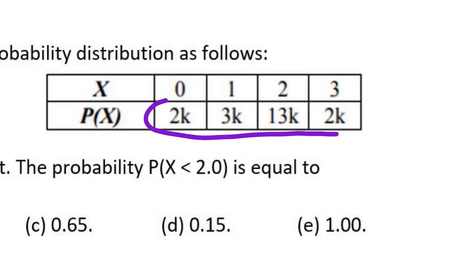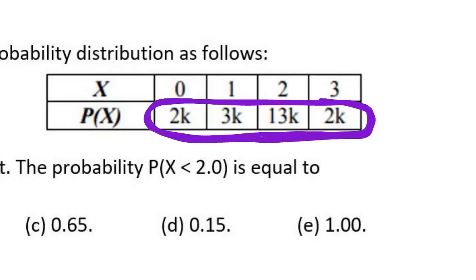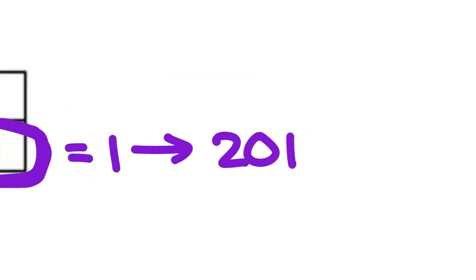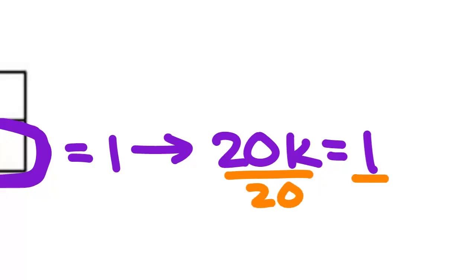We know that a probability distribution has probabilities that all add up to what? 1. So if I add all of these, it should add up to 1. Since k is just a variable, I can combine like terms together. What do you get if you add 2 plus 3 plus 13 plus 2? So we have 20k equals 1. Divide both sides by 20. What is 1 over 20?